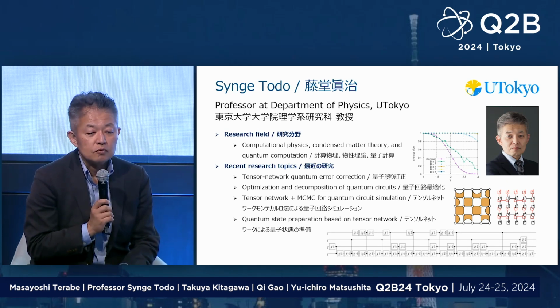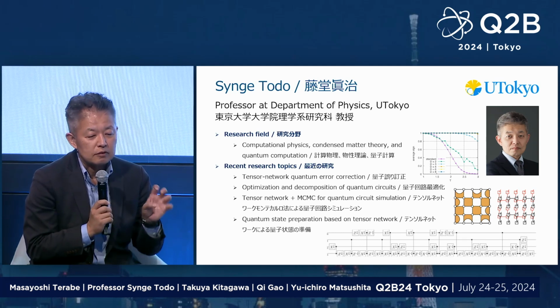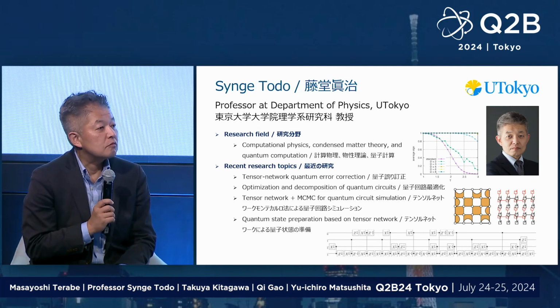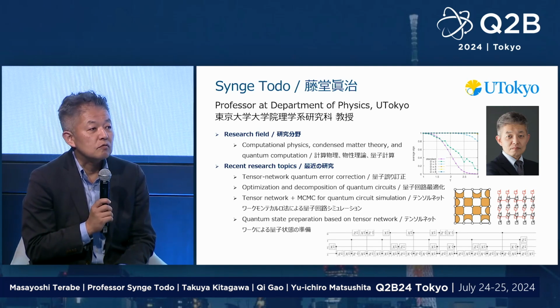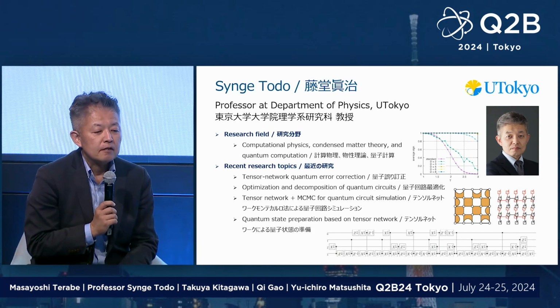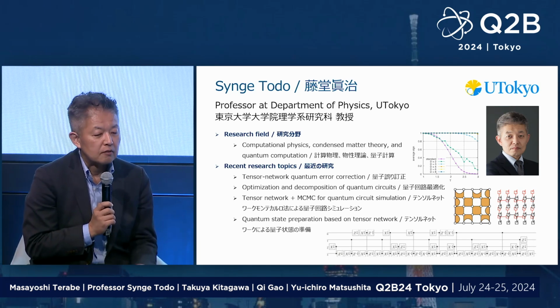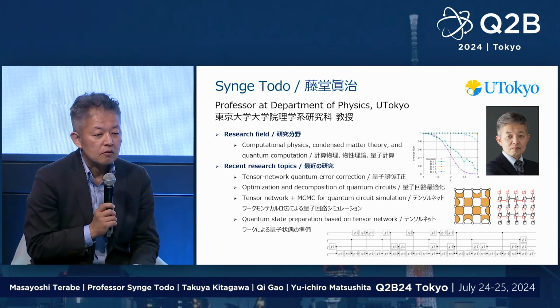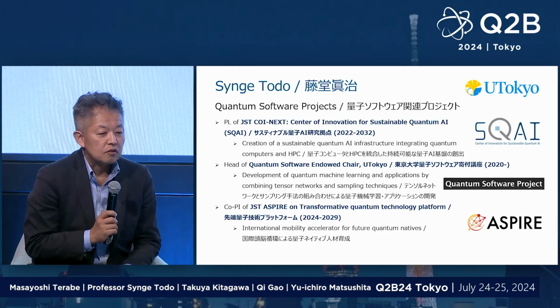New algorithm development for quantum error correction is one of the research topics, and also optimization of quantum circuits, how to rearrange and decompose them. And using tensor networks, that data structure or algorithm, has been used a lot in the physical world. I'm sure you have also often heard about this in the quantum computing world. So how we can use it for quantum computing and optimization or error correction is what I focus on recently.